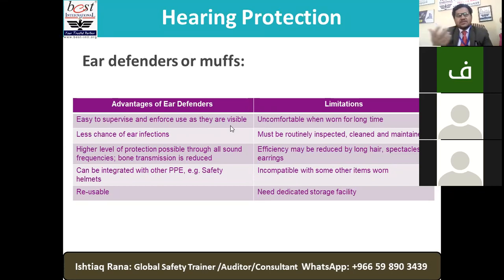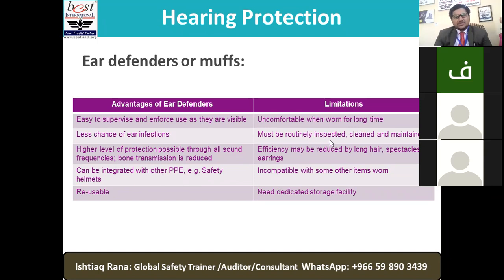As a safety leader, the moment we are having a safety tour or inspection, earmuffs are quite visible. We can easily see either they are being used or not. Less chance of ear infections and also high level of protection possible through all sound frequencies. Bone transmission is reduced and they can be integrated with PPE like safety helmets, and are reusable. These are the advantages, but limitations: uncomfortable when worn for a long time.